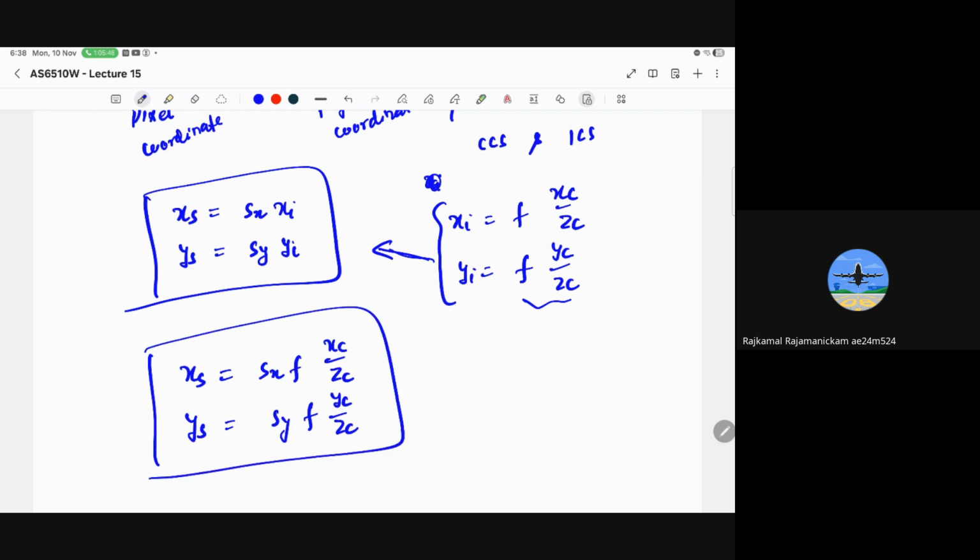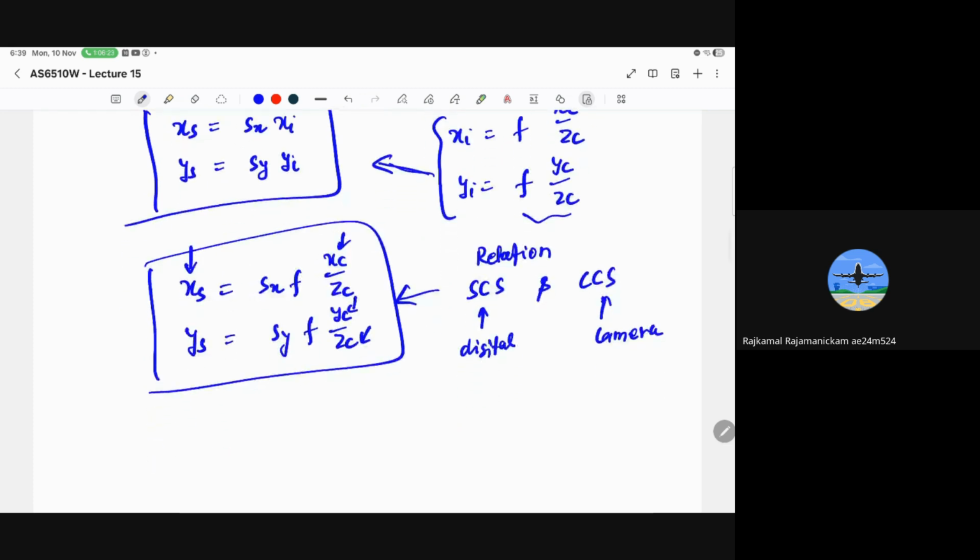Okay, so these are the relations between the sensor coordinate system, or digital image, and the camera coordinate system. So we are now able to relate the pixel coordinate in the digital image to the camera coordinates xc, yc, and zc.